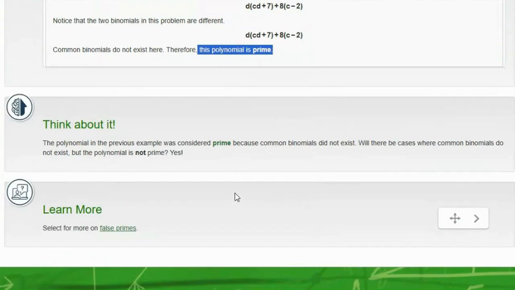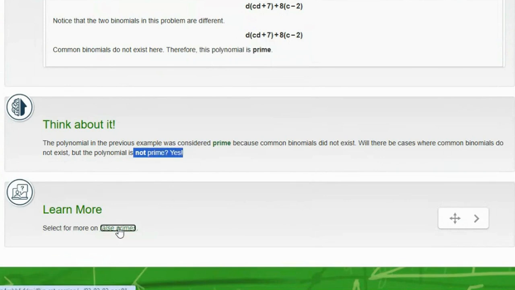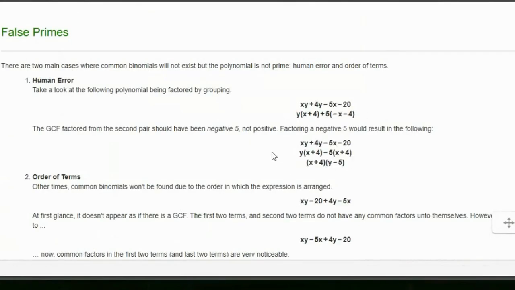Okay. Will there be cases where common binomials do not exist, but the polynomial is not prime? Yes. So false primes. Let's look at a false prime example here. Actually, it could be a false prime because of a human error. You might think it's a prime number when it's not.